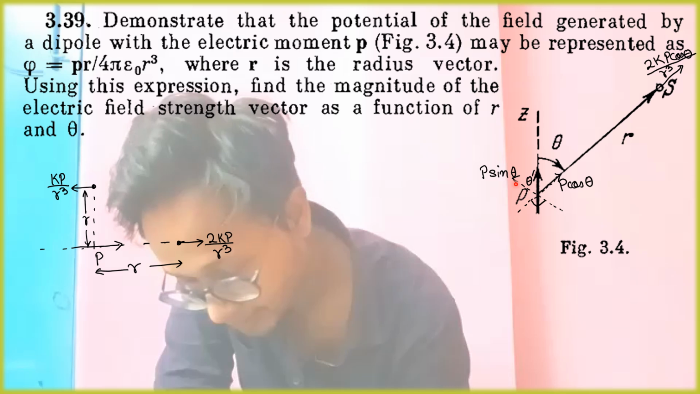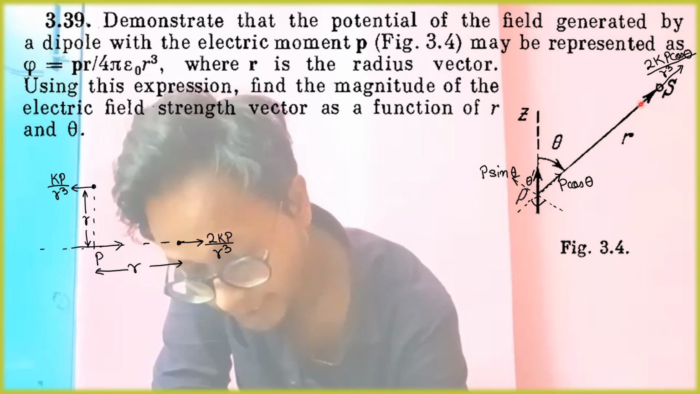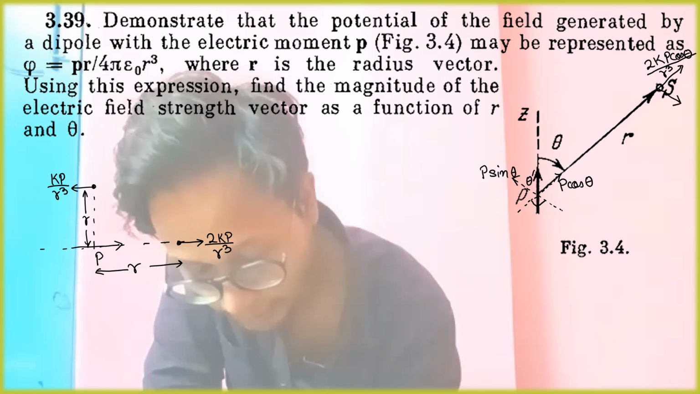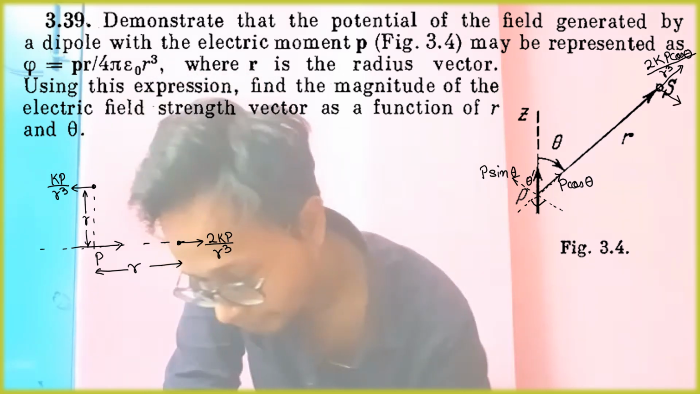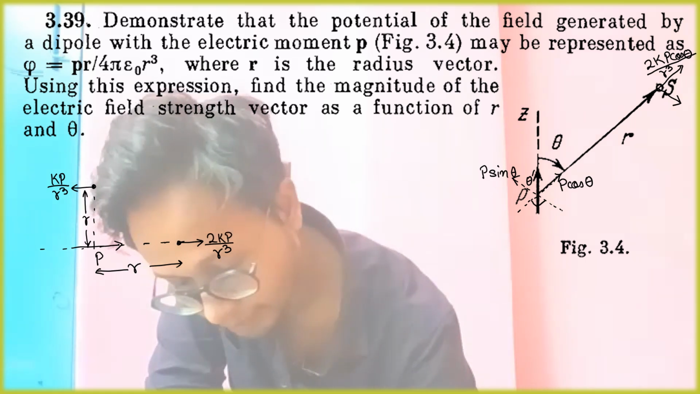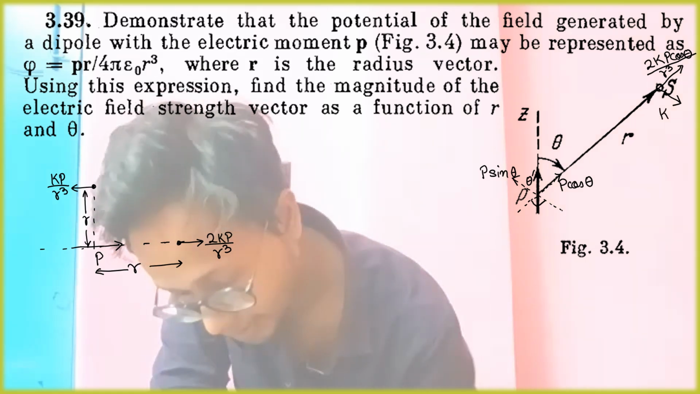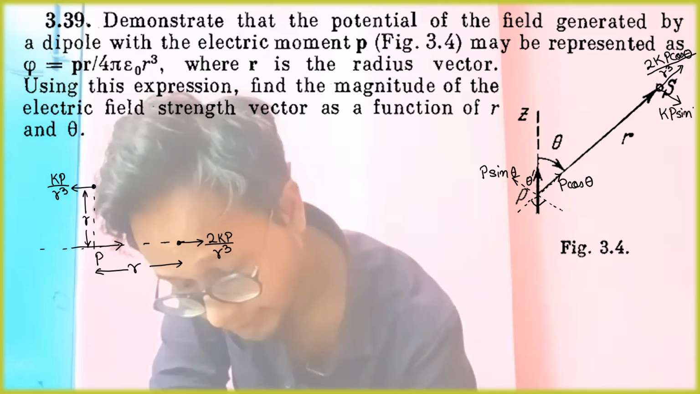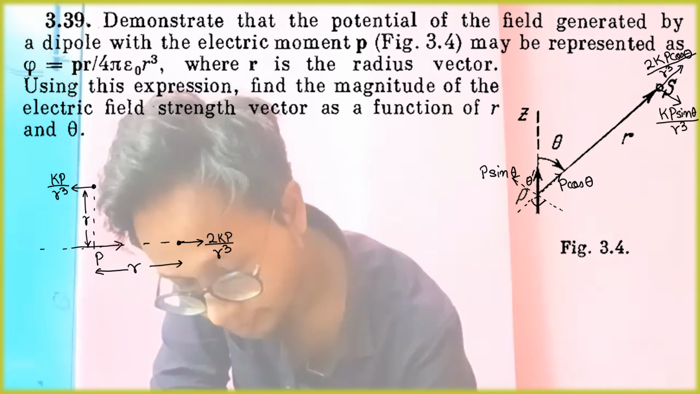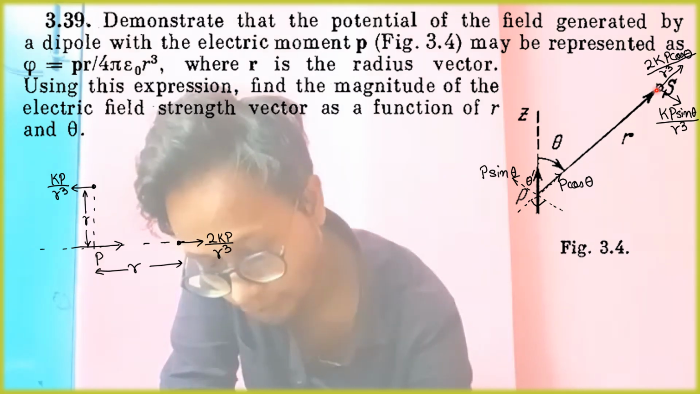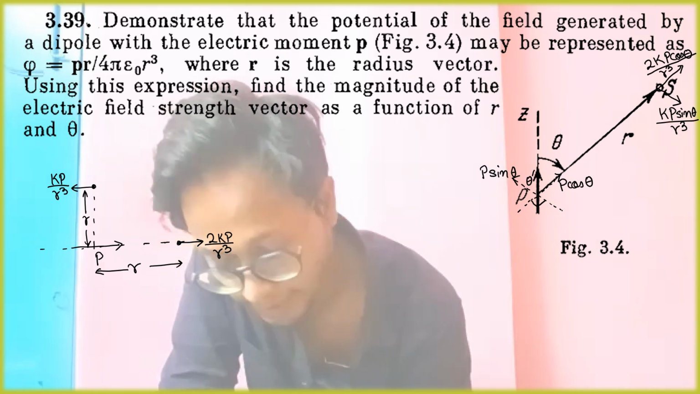And P sin theta generates an electric field at the equatorial position. The direction of the electric field here due to P sin theta would be in this direction, and the value is kP by r cube. So it would be k times the dipole here, P sin theta, by r cube. So the electric field due to any dipole is kP cos theta by r cube in the axial direction and kP sin theta by r cube in the equatorial direction.